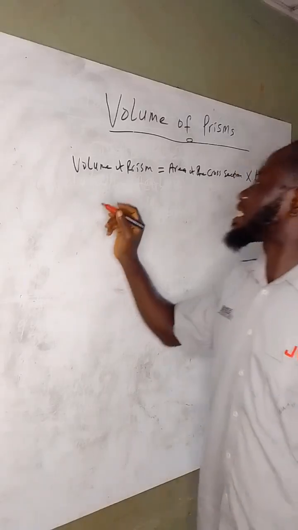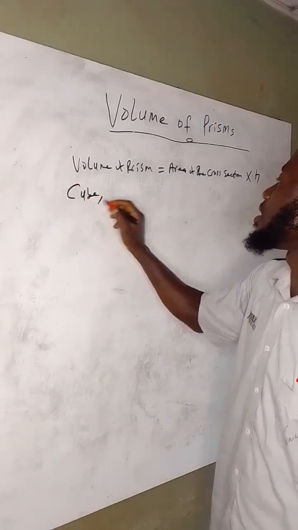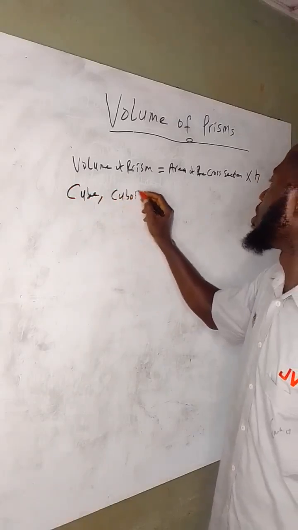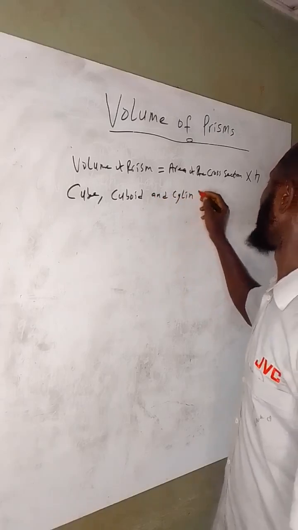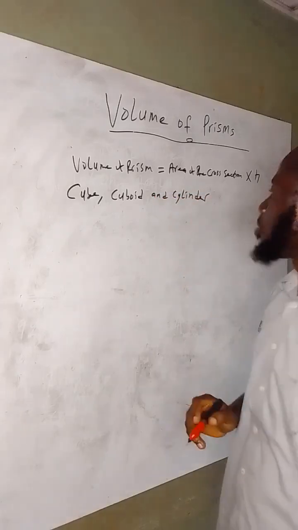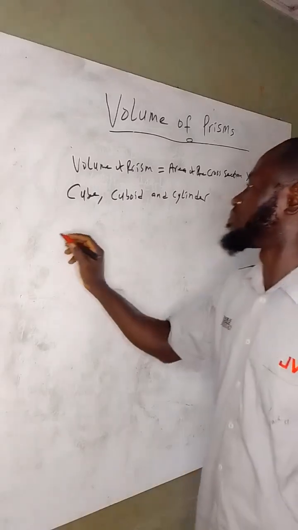Then in our last class I explained that prisms include the cube, the cuboid, and the cylinder. I explained the reason why. Now let's determine the volume of a prism.